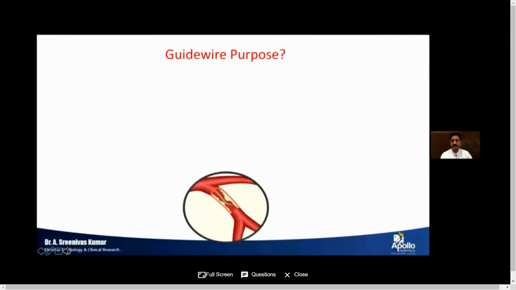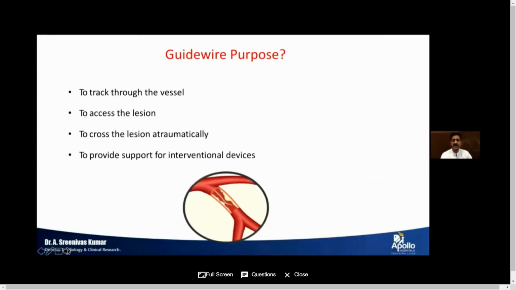Coming back to the topic, what we are supposed to discuss is the guide wires. The guide wire tracks through the vessel, accesses the lesion, and crosses the lesion, but it must do so atraumatically. If you inadvertently push and use force, the entire vessel could get occluded. Later, it provides support for interventional devices, be it the balloon or stent, to be taken on. So the small, thin 0.014 wire does wonders in these PCI procedures.